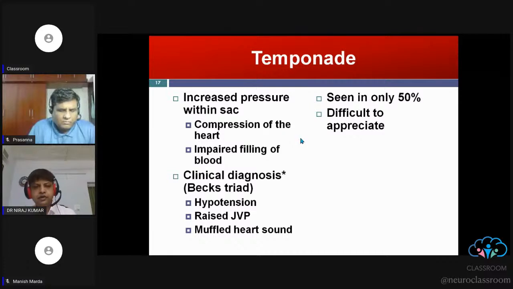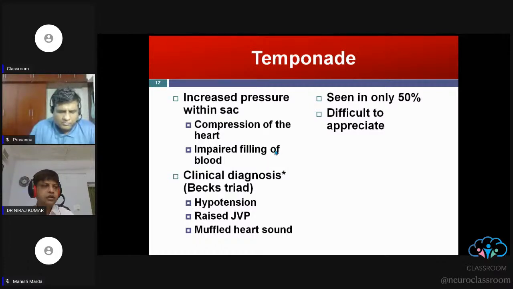So this is regarding the physiological aspect of the tamponade. Remember, pericardial effusion is the ultrasound diagnosis, while tamponade is the clinical diagnosis. Okay. So why is tamponade so dangerous? Because in tamponade there is an increased pressure within the sac, and that compresses the heart and impairs the filling of the blood. So the heart is not able to fill up with blood.